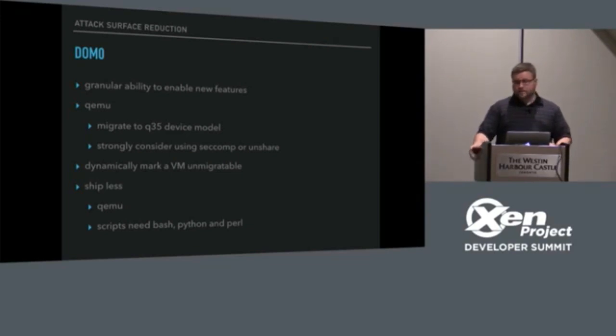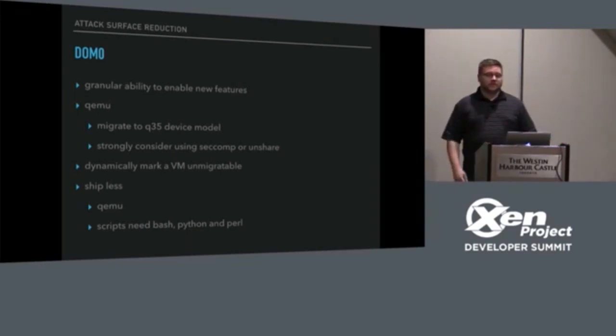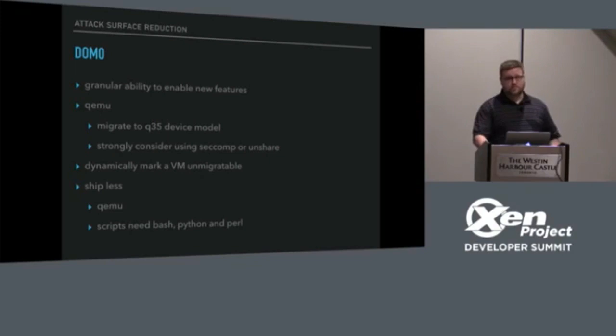And then something I kind of mentioned earlier during Jim's talk: ship less. We ship a QEMU, and we're on the hook for all the security vulnerabilities in QEMU, not every single one, but all the ones that affect us. It'd be easier on the distros if they had one QEMU that was the official QEMU that Xen supported. And yeah, sorry.